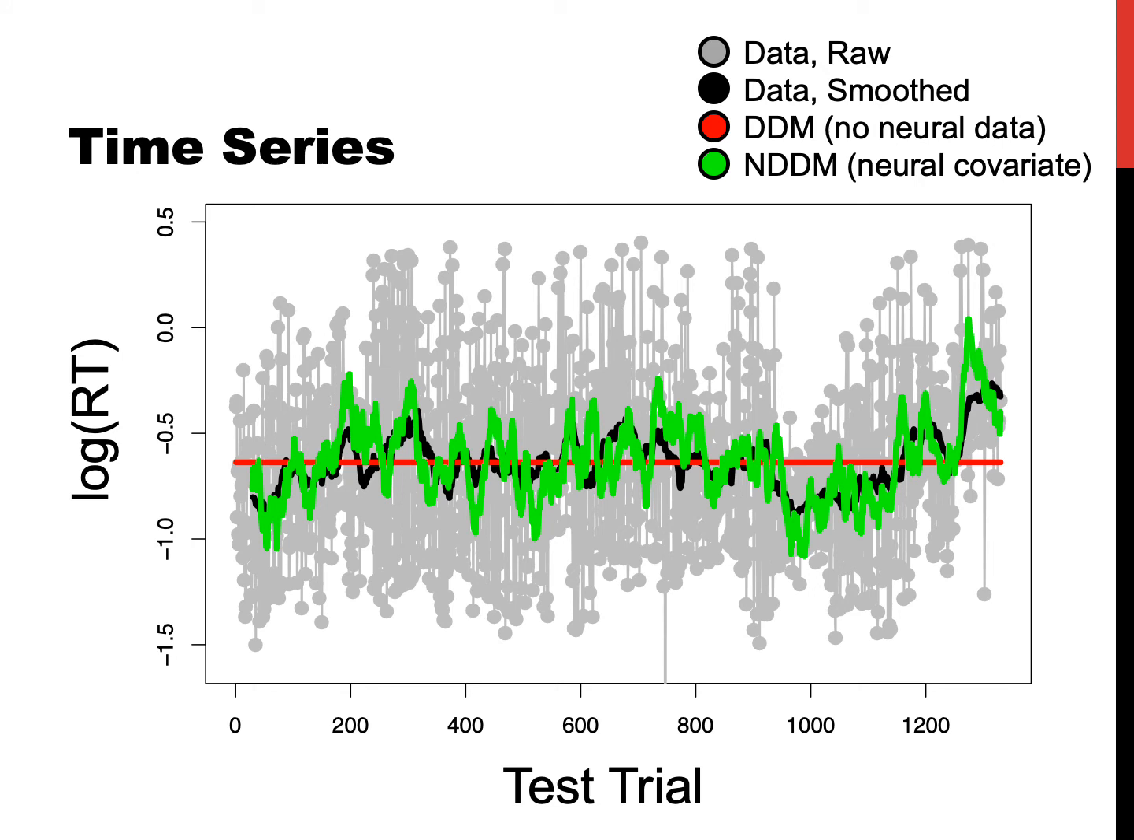When you fit the NDDM to these data and generate predictions, you get something much more noisy, but also pretty well correlated with the RT time series. To be fair, the NDDM has access to information that the DDM does not, but this is precisely why the focus on a joint characterization of both neural and behavioral data is a potentially exciting way to advance our understanding of cognition.